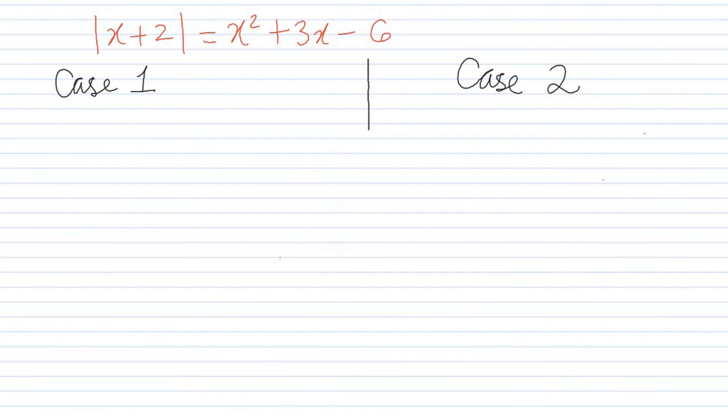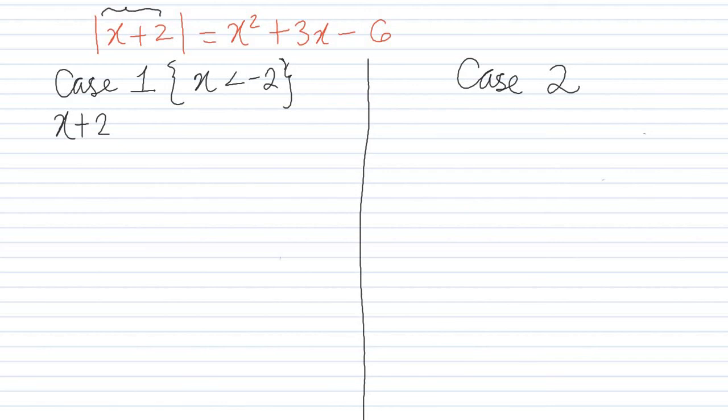So you have the first case, x plus 2. Now in this particular case, what I want is for my x to be less than negative 2. When x is less than negative 2, that means it's to the left of negative 2 on the number line. So therefore, everything in this absolute value for case 1 would be negative.